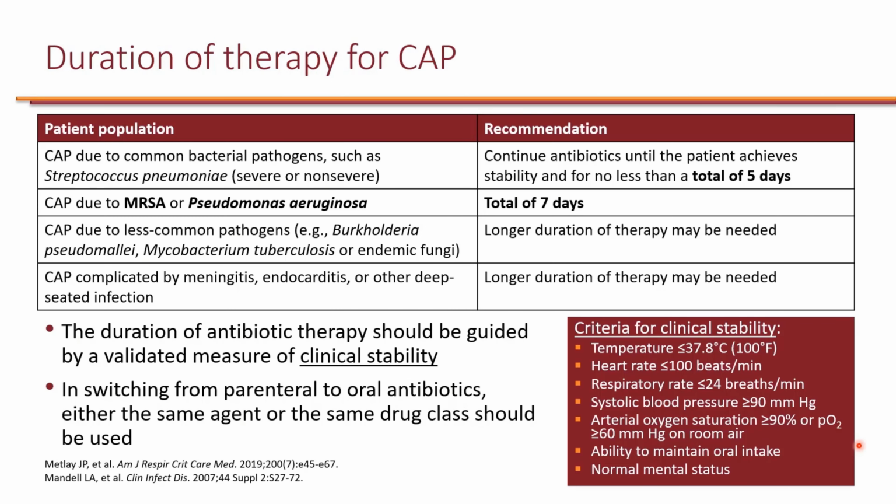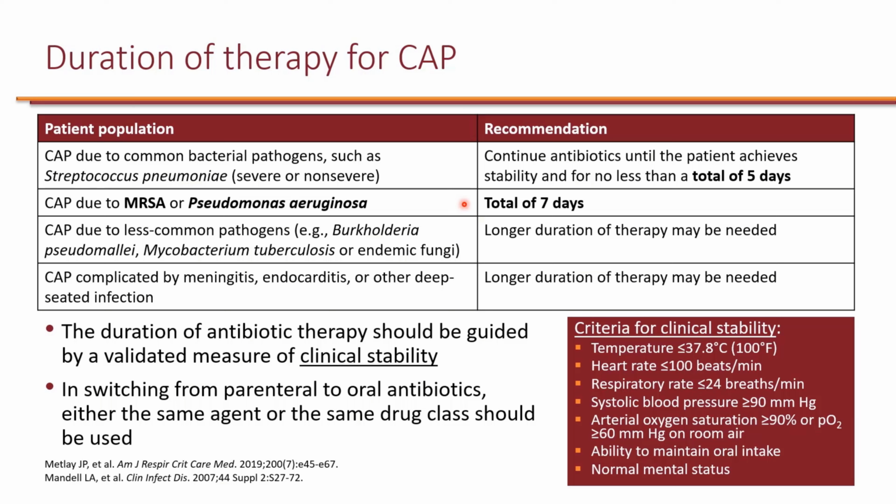Now, when it comes to duration of therapy for community-acquired pneumonia, it should be guided by a validated measure of clinical stability. In general, the criteria for clinical stability, which are from the 2007 IDSA guideline, use things like vitals, so temperature, heart rate, respiratory rate, systolic blood pressure, oxygenation of the blood, as well as ability to maintain oral intake and normal mental status. So these are the criteria you can use to see if the patient is clinically stable.